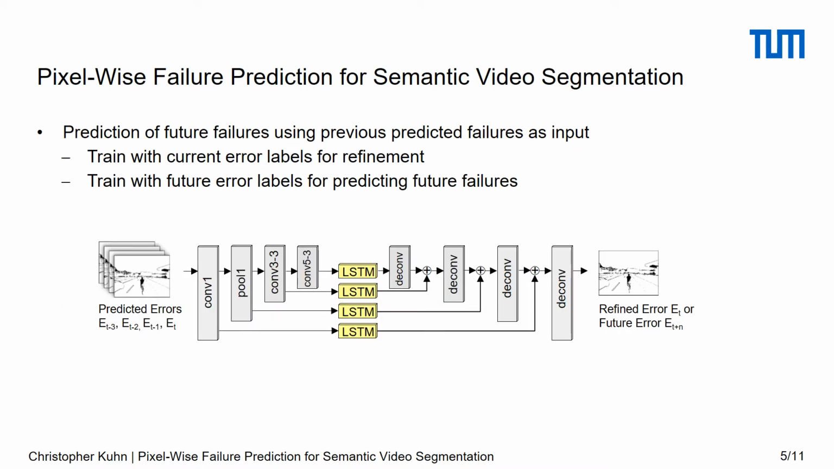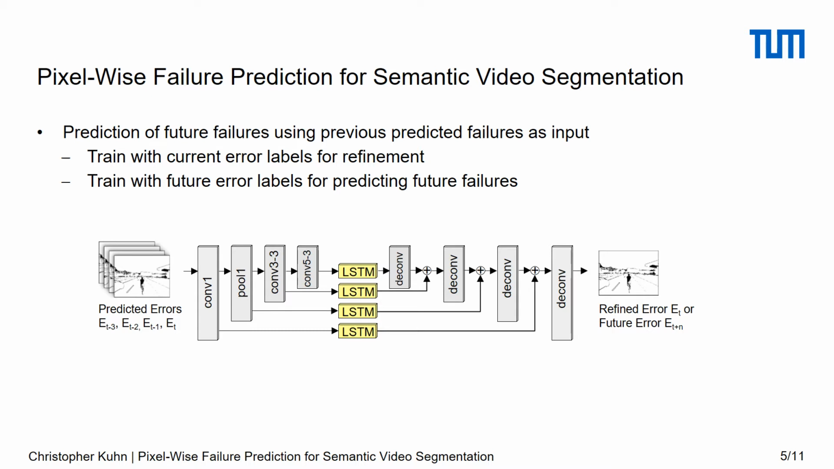Next, we go one step further and try to use temporal information to predict future failures as well. For this, we use a sequence of the previous predicted errors as input for an encoder-decoder architecture. Then we have two options. We can train with the current ground truth error label to refine the current prediction. This way, we take the last 4 slightly incorrect predicted error maps and train to output the correct current error map. This way, this architecture works like a denoising autoencoder.